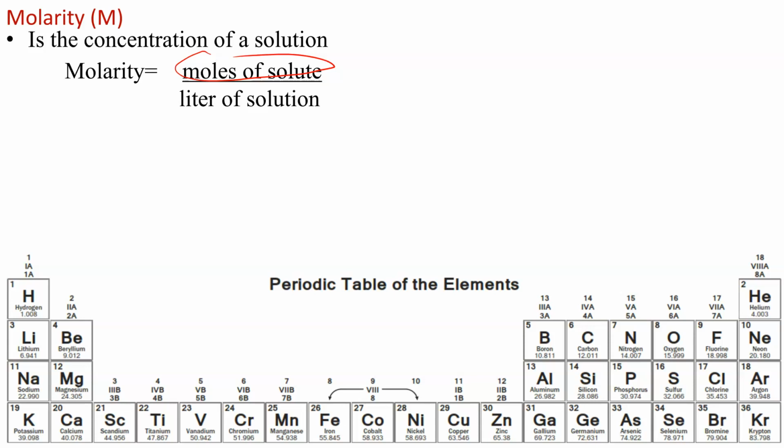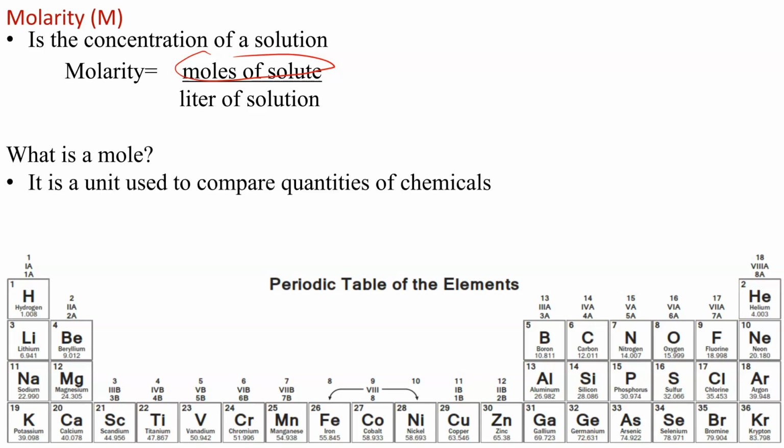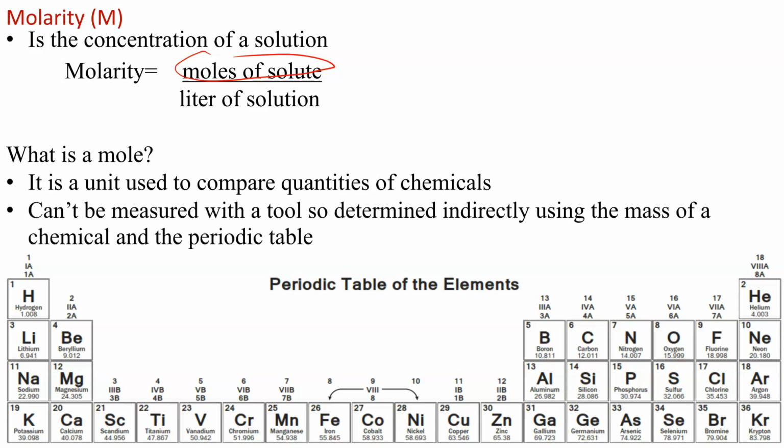But moles is something we have not really talked about. So what is the mole? Well, a mole is basically a unit to compare chemicals against each other, just like a gram, a pound, or a liter. Any unit of measurement allows us to compare two things against each other. So mole is just another one of those. The way it works is that you can't really measure it directly. Like volume, you put it in a graduated cylinder and measure it. For mass, you put it on a balance and measure it. For mole, you can't do it directly, so you have to do it indirectly. And what that requires is the periodic table.